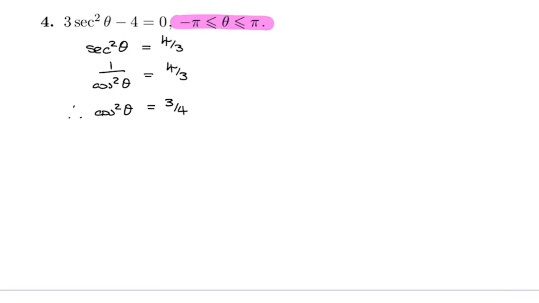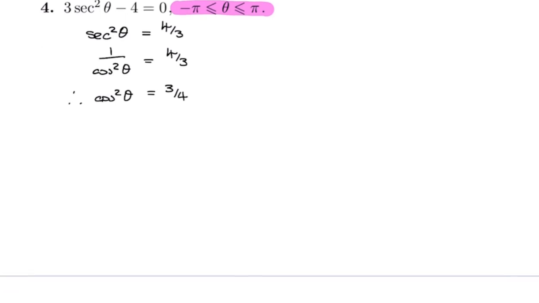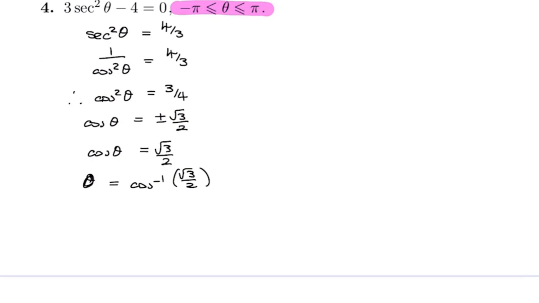Right. We're going to solve it. I'm going to square root both sides. Remember, when you square root it, you get two answers. So you're going to get cos theta equals plus or minus root 3 over 2. We're going to solve those separately. Okay, so we've got cos theta equals root 3 over 2. Theta equals cos to the minus 1 of root 3 over 2. Make sure you're working in radians. Okay, and you get theta equals pi over 6.